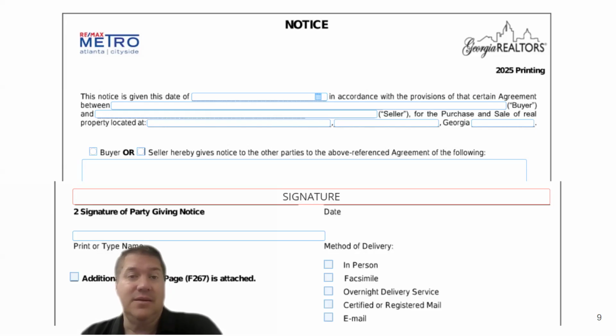No, that is what you meant. You signed it, right? And so that way there's no confusion. We are technically allowed to sign it as a representative of the party, but again, I like to have the client sign it because I think that it is more important. And you'll notice it says buyer or seller hereby gives notice, not buyer's agent or seller's agent. So again, I lean heavy on having the client sign it.